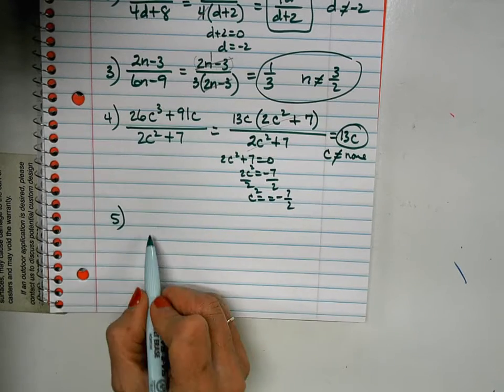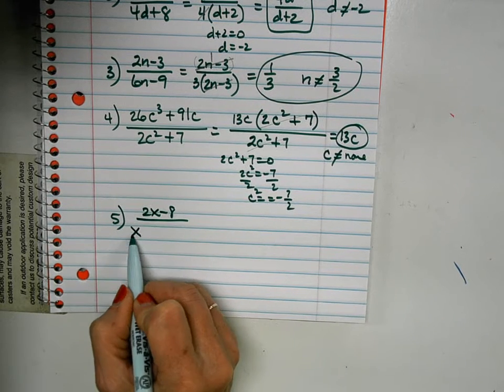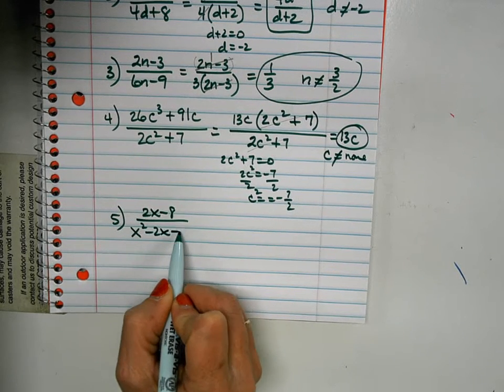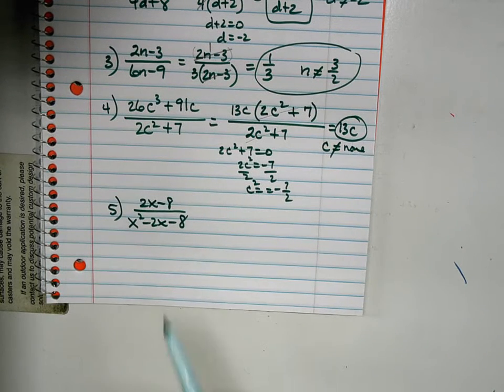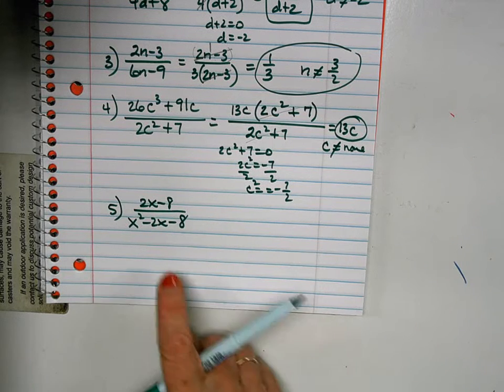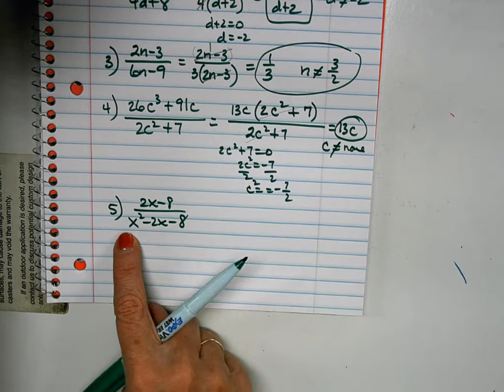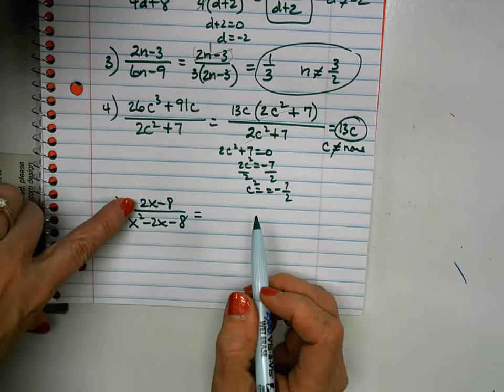All right, let's try this one. 2x minus 8 over x squared minus 2x minus 8. Can I cancel those 2x minus 8s? Can I do that? No, I can't, because of this extra x squared minus. All three of those are linked together. Okay, so let's try to factor. We actually can factor the top, right?